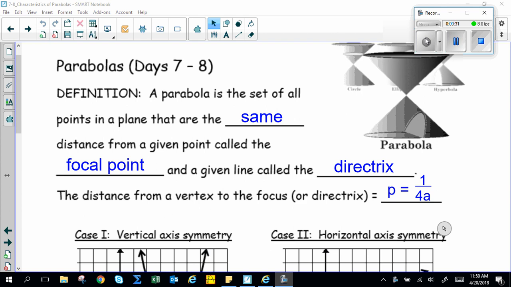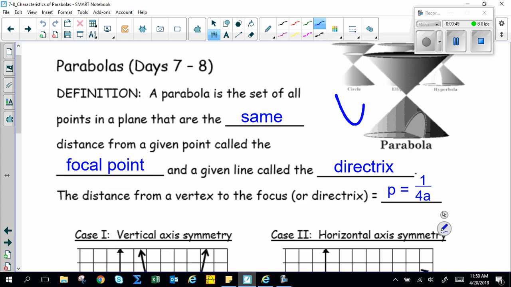And the last thing that's new that we're going to point out is the distance from the vertex to the focus or the directrix is given by P. We call that length P. So if I were to draw a little picture here for you, let's say here's my parabola, here's my focus, and then here's my directrix. The distance from here to here is called P, which is the same as the distance from here to here, which is called P. Now, the formula is defined as 1 over 4a.